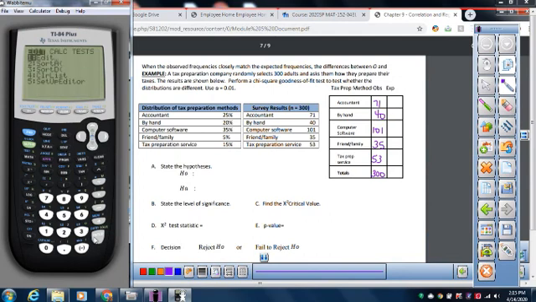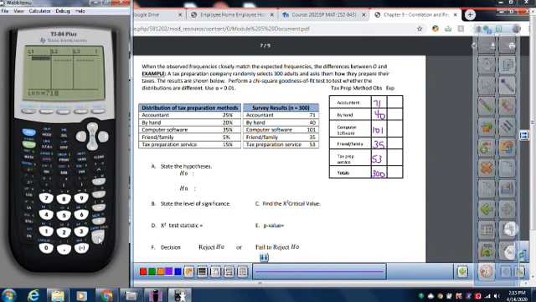I'm going to go to Stat Edit, and I'm going to put my observeds in list 1. So 71, 40, 101, 35, 53, and then I'm going to do my percentages times 300 to get my expected.